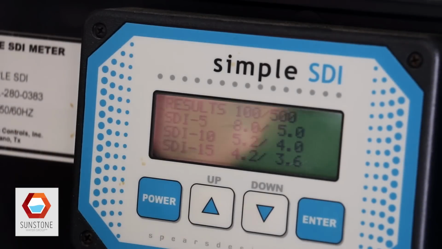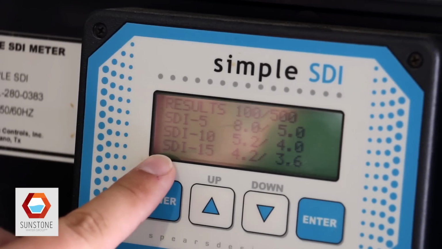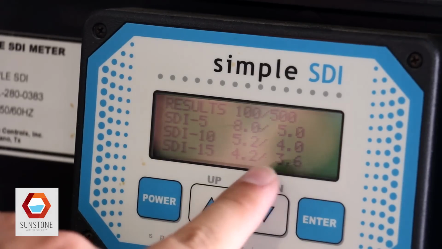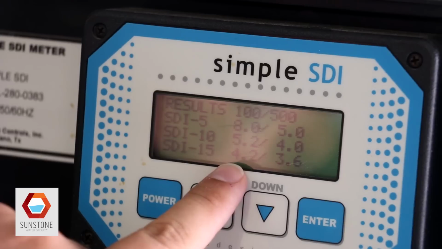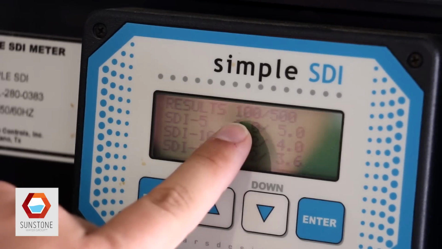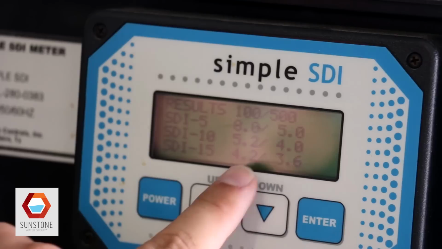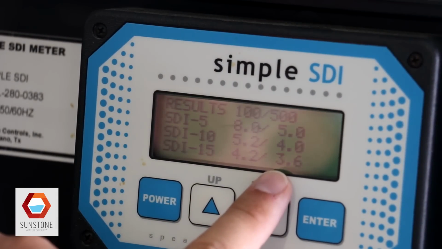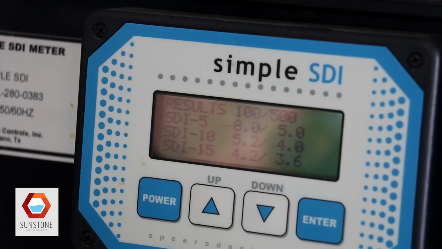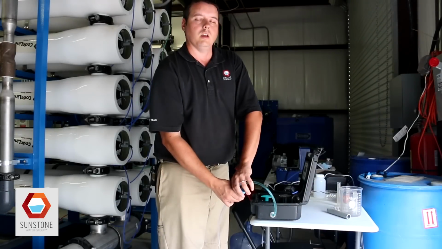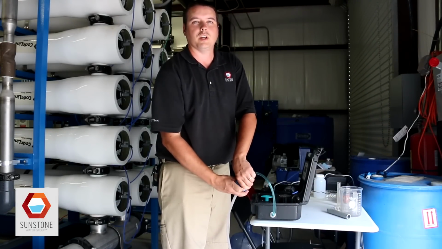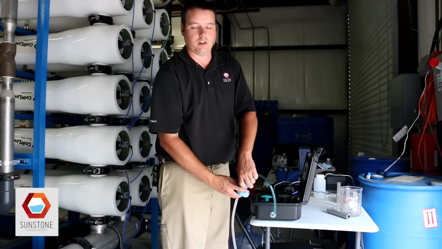Our SDI test is finished now. What we look at is SDI 15 minutes. After 15 minutes, it measures the silt density index of a 100 and a 500 milliliter sample. We have results of 4.2 and 3.6. In a moment, we'll compare that with our pre-treated water. After our SDI test, sometimes it's interesting to look at the filter to see what is collected on it.